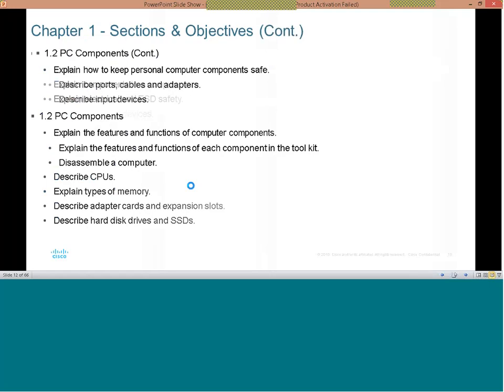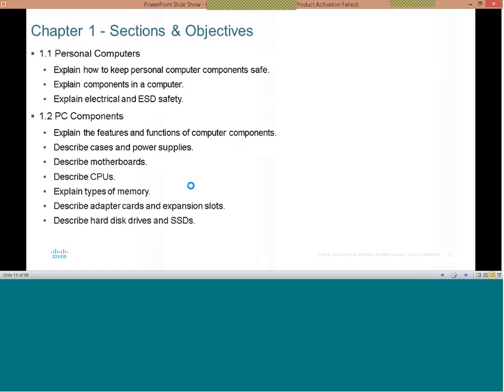because they are meant to ask questions. So here, we said explain how to keep a personal computer safe, looking at the electrical part of it, and explain components in the computer. You need to explain the components for them to know what they do, what each of them represents. You need to explain electrical and ESD safety procedures, so they know what to do. So these are all the milestones for this chapter 1.